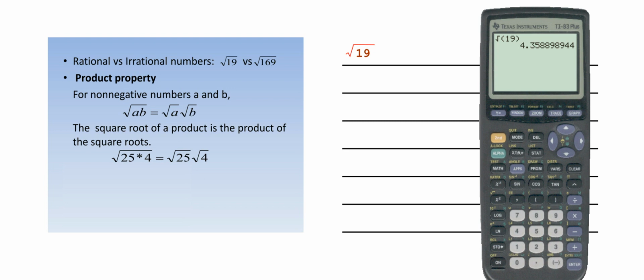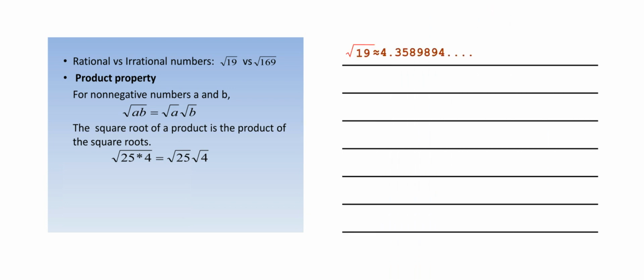So our number is 4.3589, pardon me, 8898, etc. So it's a continuous number, essentially. So roughly, as an approximation, 4.35894. And the next one was the square root of 169. Square root of 169, what number times itself gives you 169?